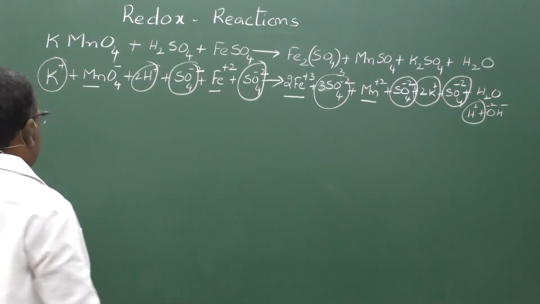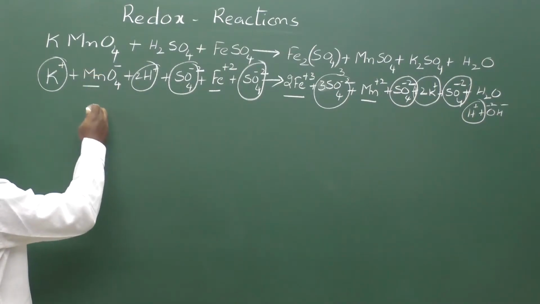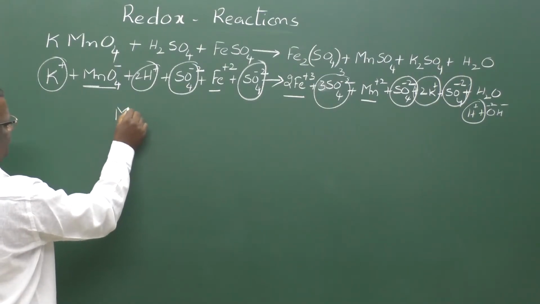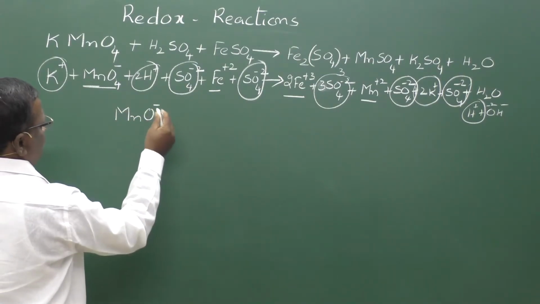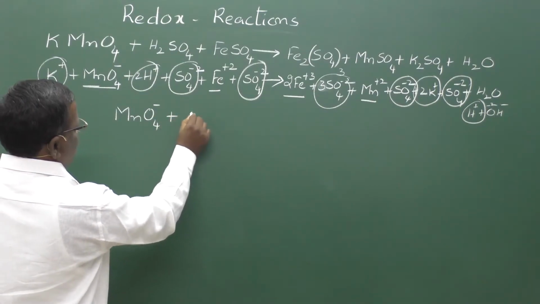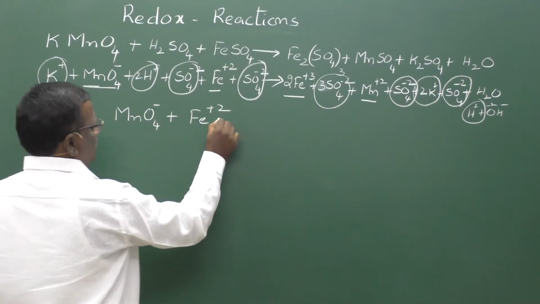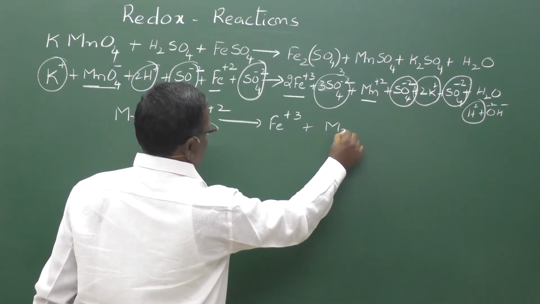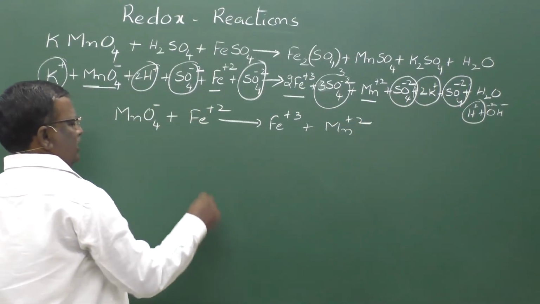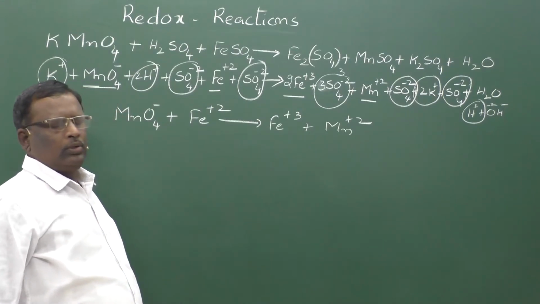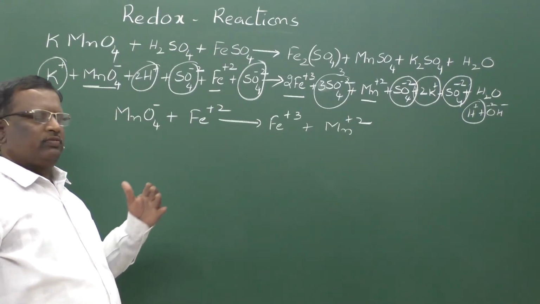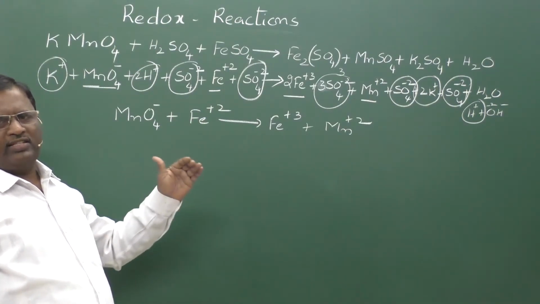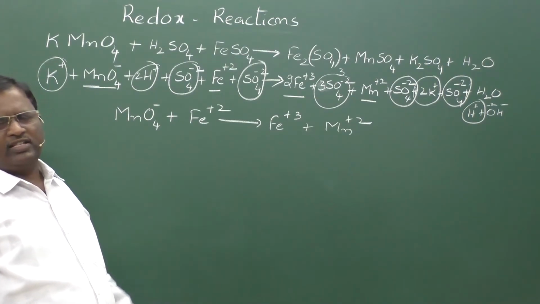Now I am going to represent those ions only, particularly: MnO4 minus plus Fe plus 2 gives Fe plus 3 plus Mn plus 2. In this balancing method, we have a special operation for acids and a special operation when the reaction takes place in bases.